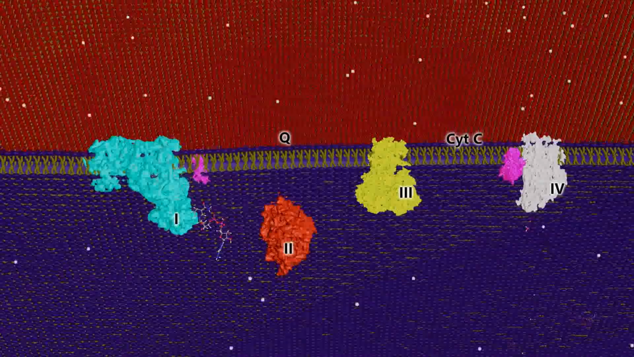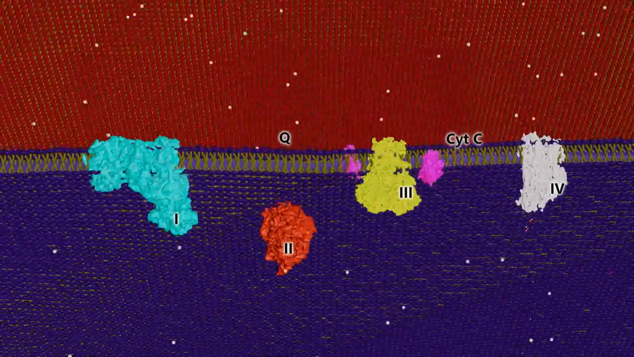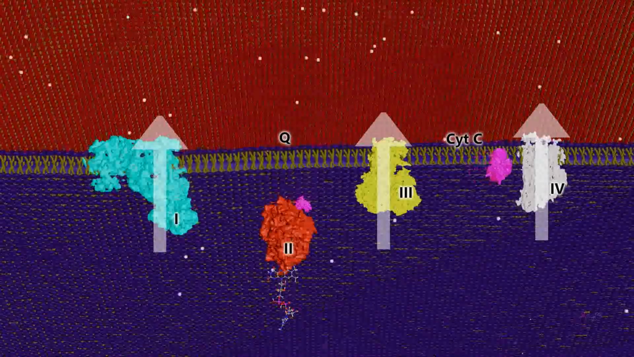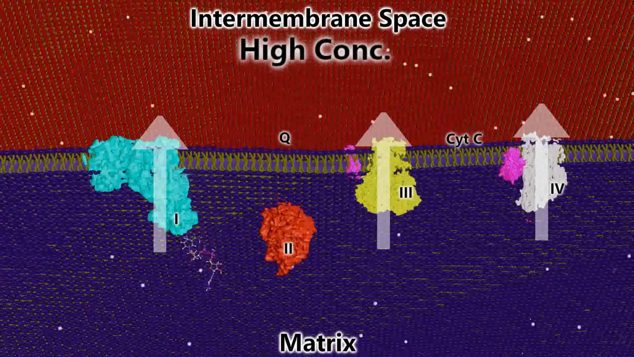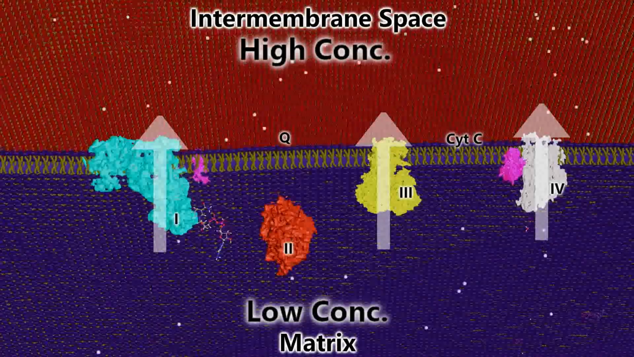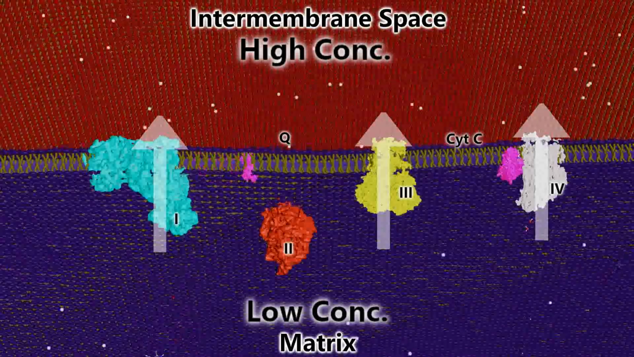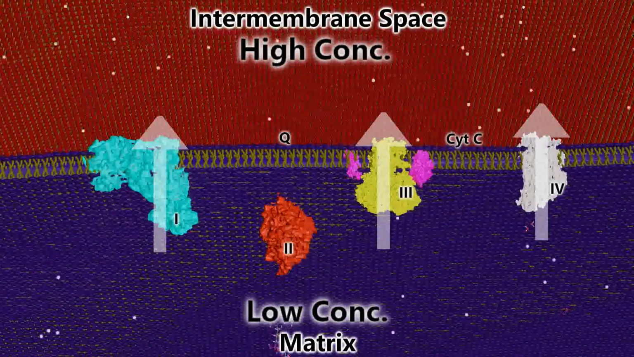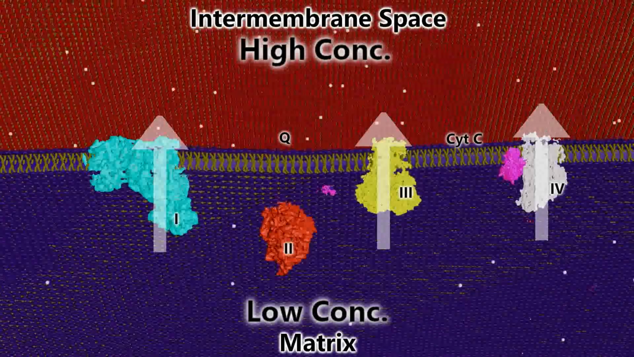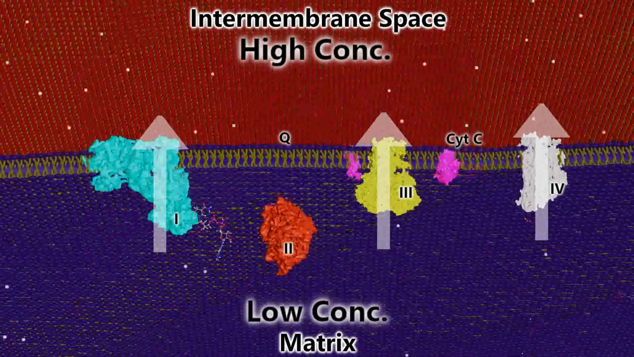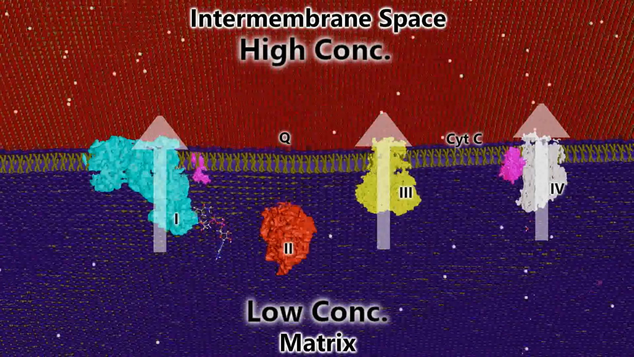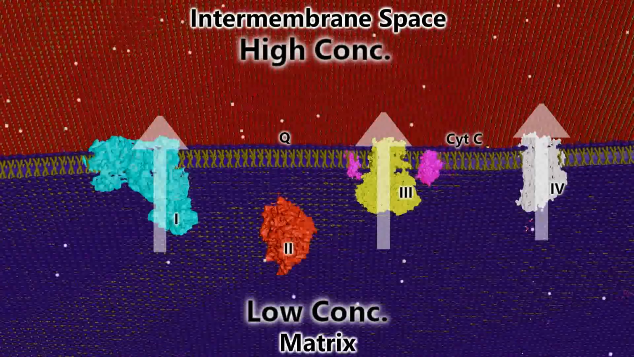So 3 of these enzymes, complex 1, complex 3, and complex 4, are actually going to be hydrogen ion pumps. And they're going to create a situation in which the intermembrane space has a higher concentration of hydrogen ions than the matrix. That's a really important thing to understand and that you need to learn. This is one thing that you need to remember. The intermembrane space is at a higher concentration of hydrogen ions, and the matrix is at a lower concentration of hydrogen ions. And the reason for that is because of these 3 enzymes that are pumping the hydrogen ions.